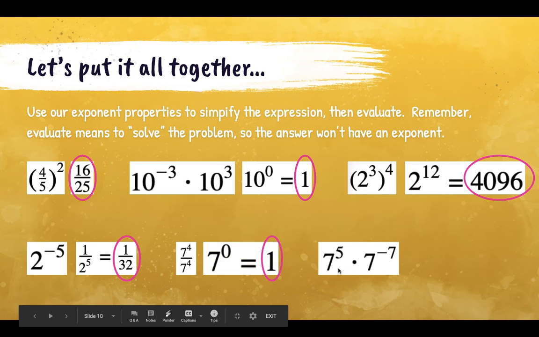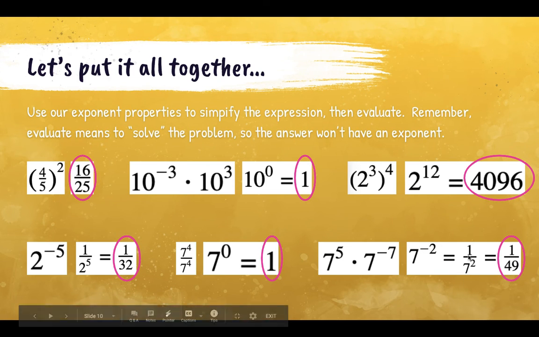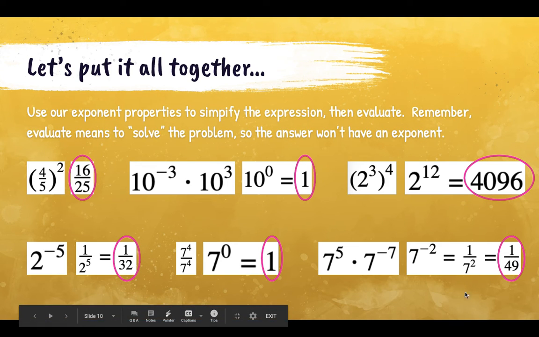And our last one, since we're multiplying, we're going to add our exponents. 5 plus -7 would be -2. 7 to the -2nd, which we need to make into a positive. To make it positive, we're going to take the reciprocal, so it'll be 1 over 7 to the 2nd power. And to solve this, 1 will carry over as our numerator. 7 squared, or 7 times 7, is 49, so 1/49.